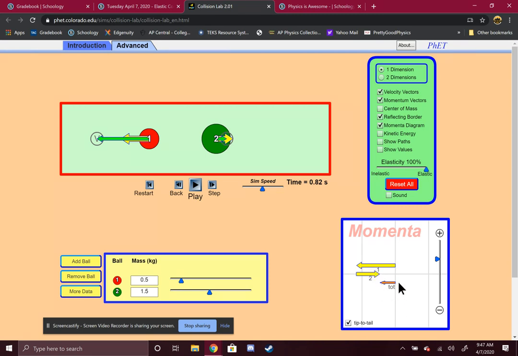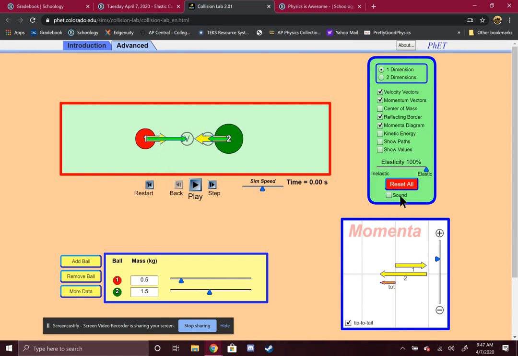Now, I want you to pay attention to this little salmon arrow down here, the one that says total. That's your total momentum. Does your total momentum ever, ever, ever change? Hopefully you said no. Your total momentum never changes. That's going into your conservation of momentum equation. So your momentum before the collision has to equal the momentum after the collision. So that will always be the same. And that's if we're dealing with an elastic collision.